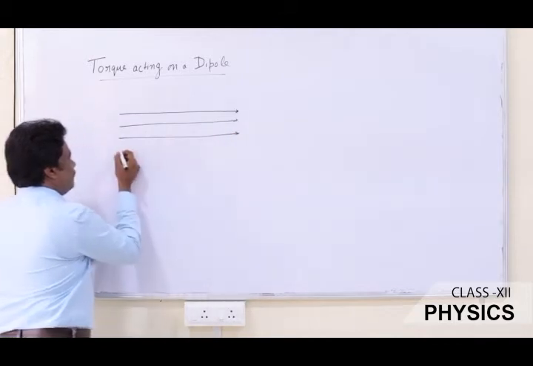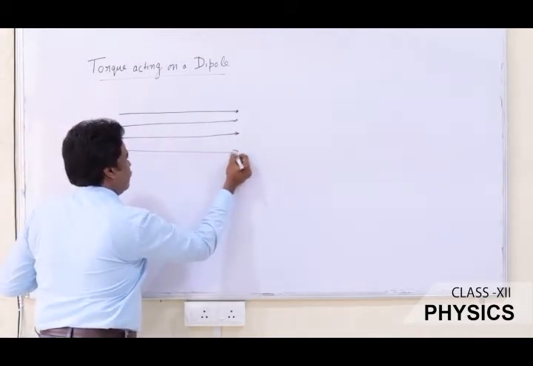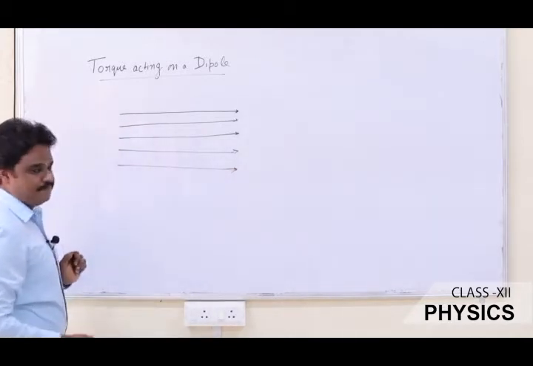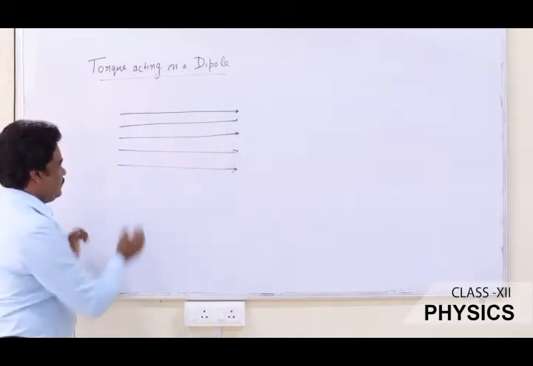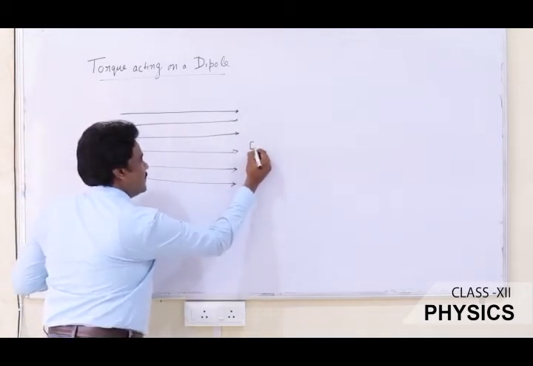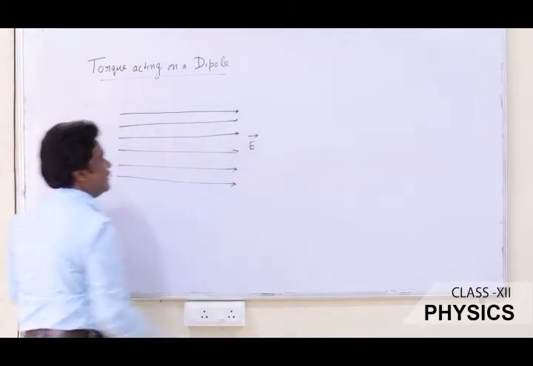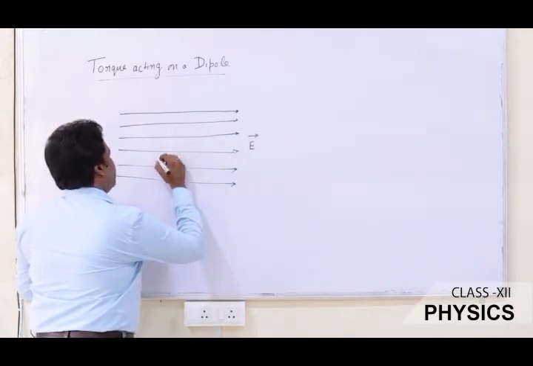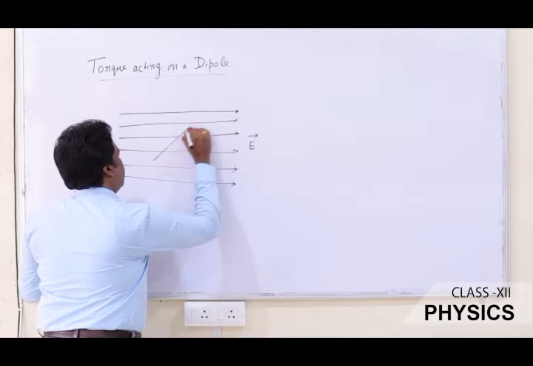A uniform electric field is represented by parallel arrows as shown with same direction. So obviously this is the representation of uniform electric field. In this electric field, I am going to keep a dipole.